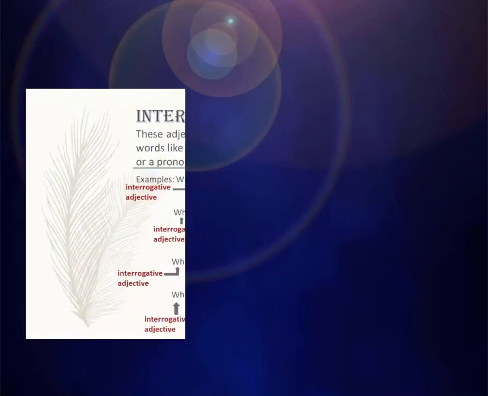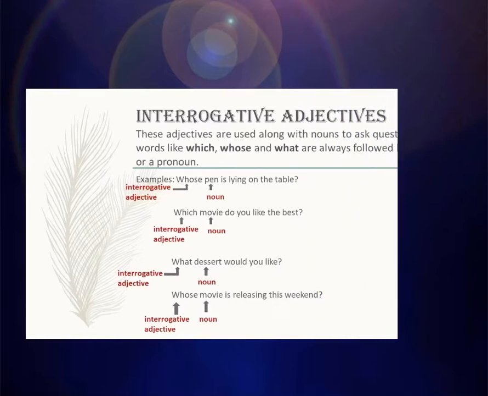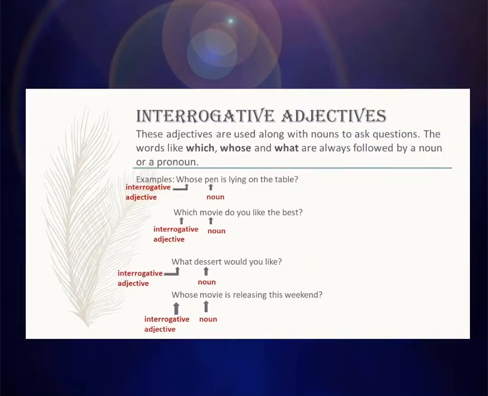Interrogative suggests that a question is being asked. Interrogative adjectives are used along with nouns to ask questions. Focus on "along with nouns" because that's what adjectives do. They modify nouns. So, an interrogative adjective has to be along with a noun.